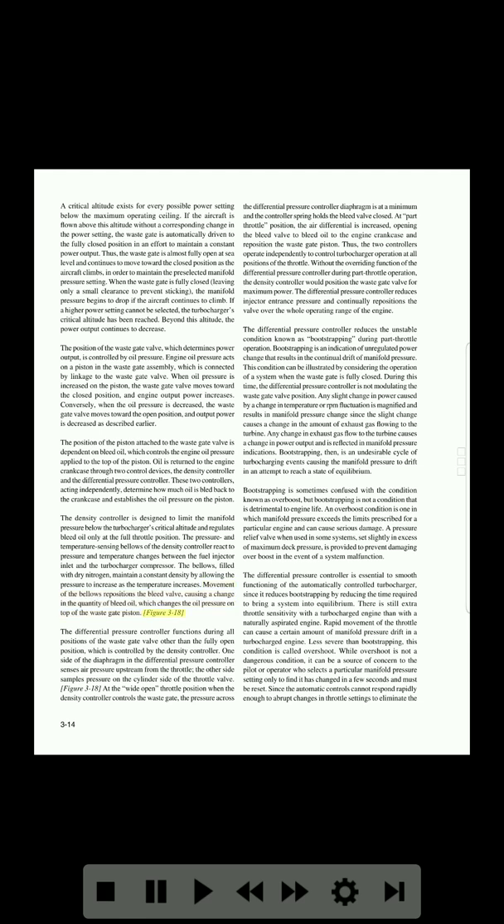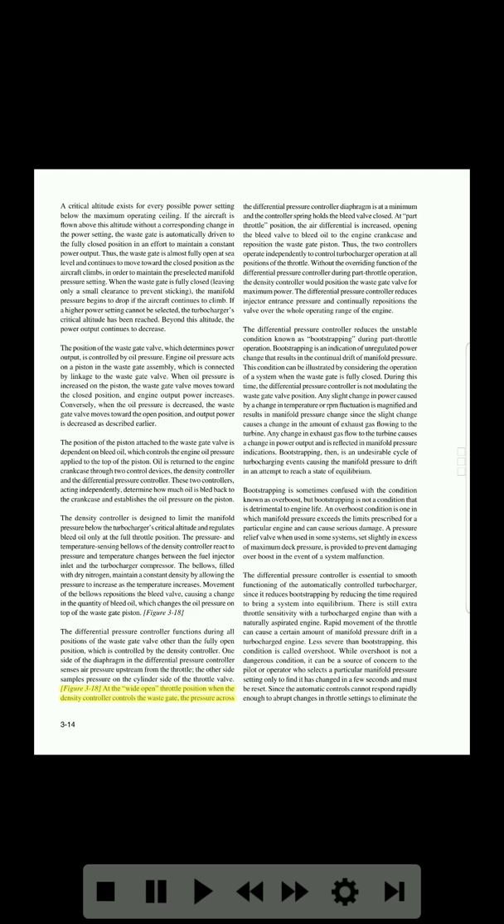Figure 3-18. The differential pressure controller functions during all positions of the wastegate valve other than the fully open position, which is controlled by the density controller. One side of the diaphragm in the differential pressure controller senses air pressure upstream from the throttle. The other side samples pressure on the cylinder side of the throttle valve.